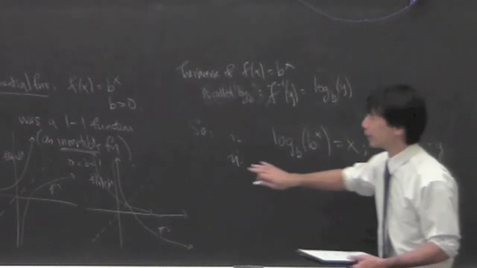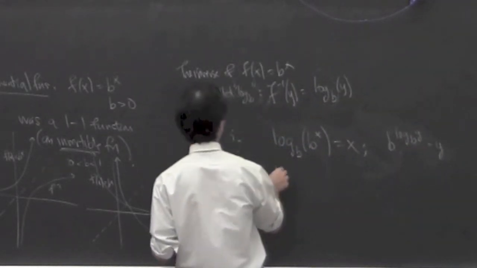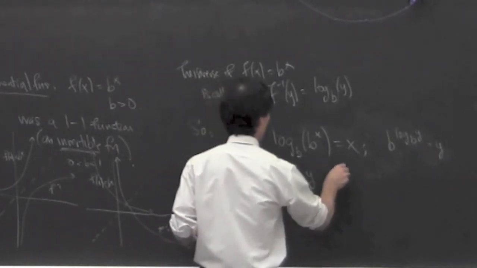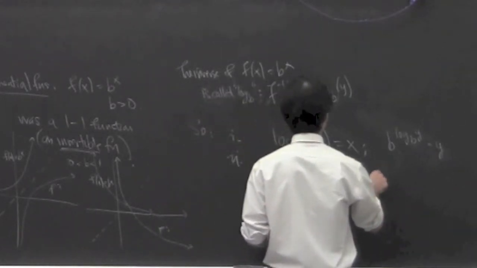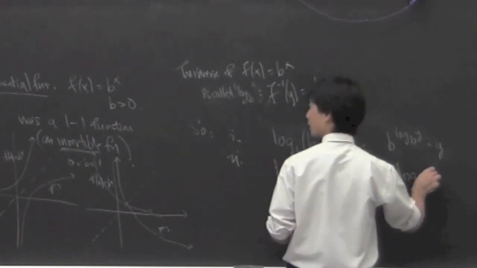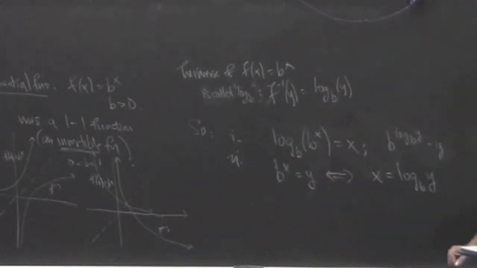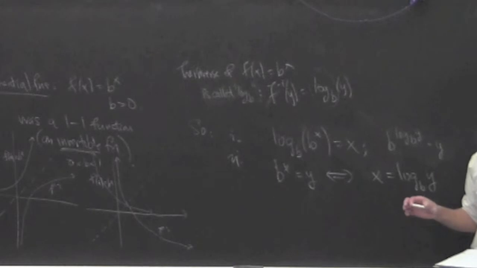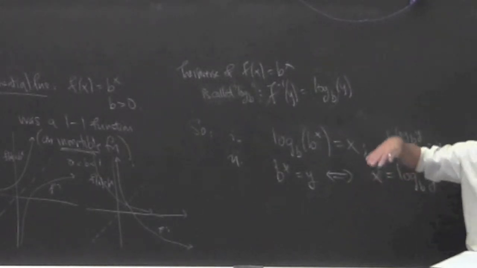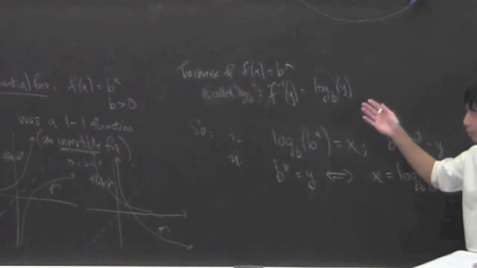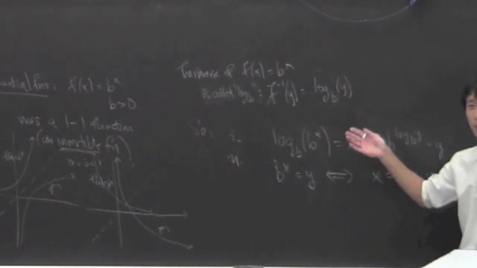Okay, and then the second one, f of x is equal to y. b to the x is equal to y, if and only if x is equal to log base b of y. Right? So maybe at this point, you just want to get the fact that you have these exponential functions, and they're one-to-one, and so you have an inverse function, that's the log.